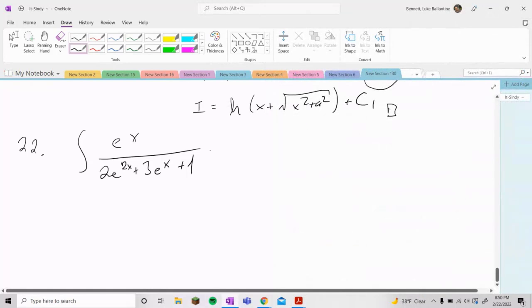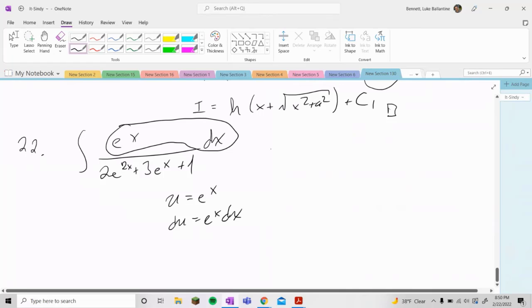Okay. So let's first make a substitution. Let's do u is e to the x. Then du would be e to the x dx. Ah, perfect. That's in our numerator. So that's the integral of du. Now, if u is e to the x, u squared is e to the 2x. So we have 2u squared plus 3u plus 1.